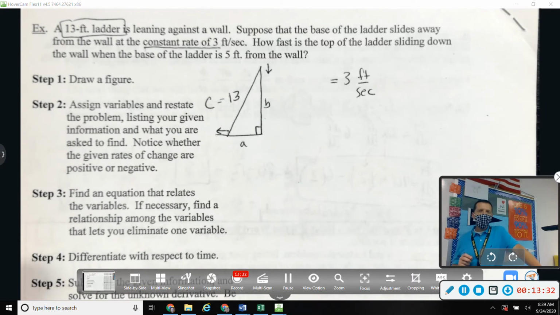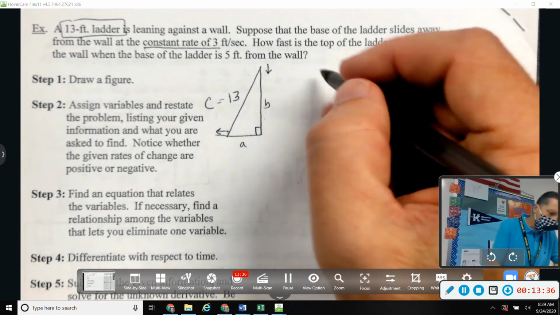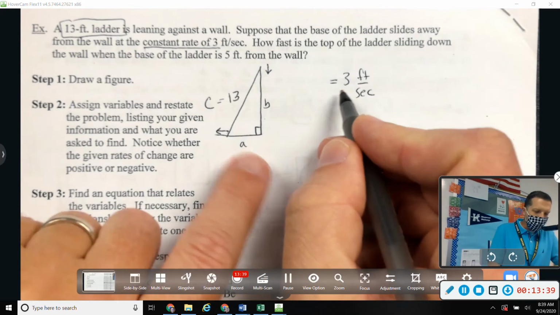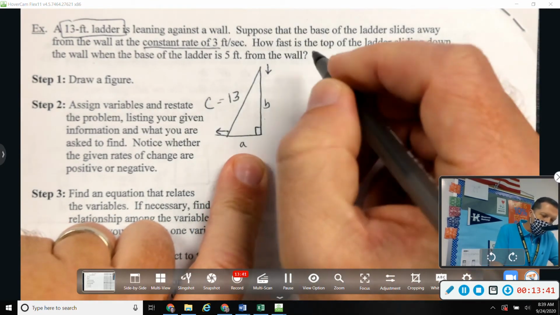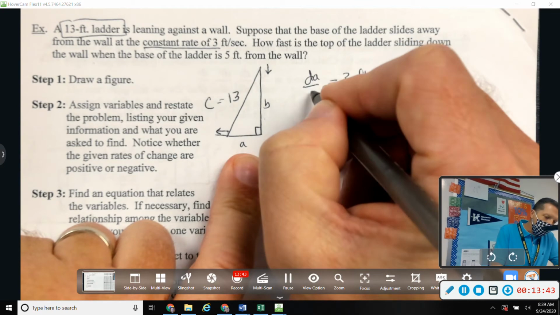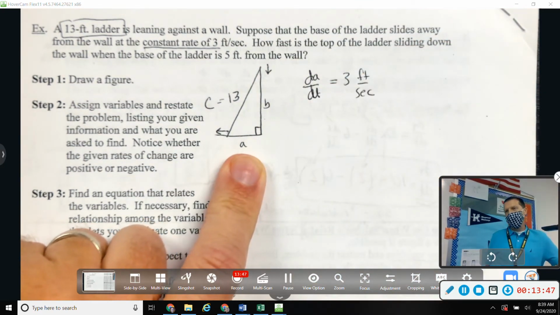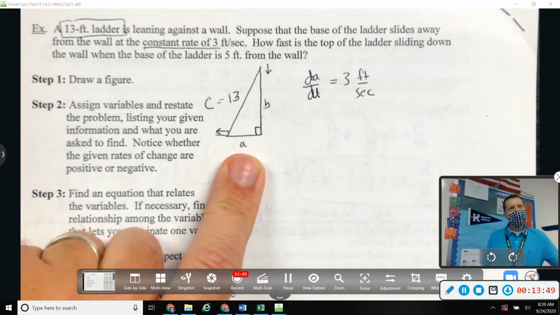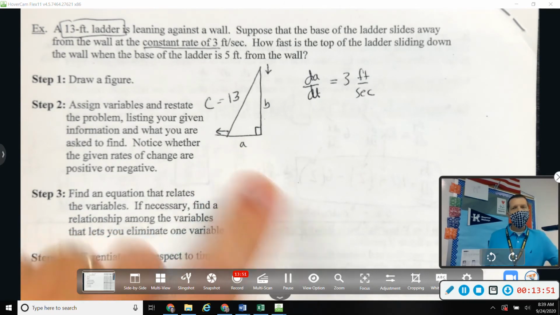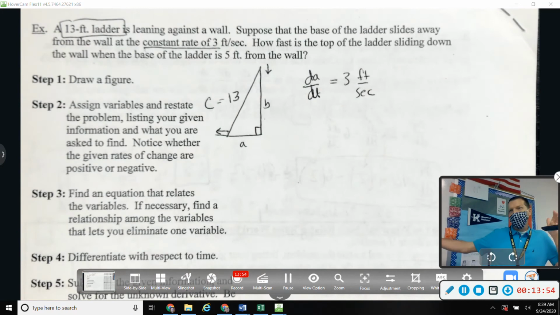What's changing at 3 feet per second? A, B, or C? A. So dA/dt, it can't just be A because A is a length. Feet per second is a rate. So dA/dt equals 3 feet per second. Is it positive or negative? Is A getting bigger or smaller? Bigger. A is getting bigger. So dA/dt is positive.